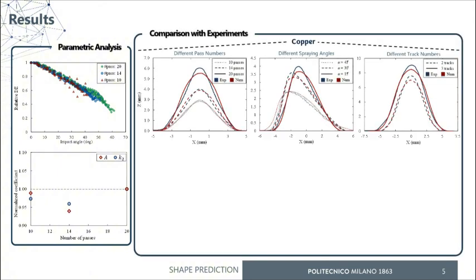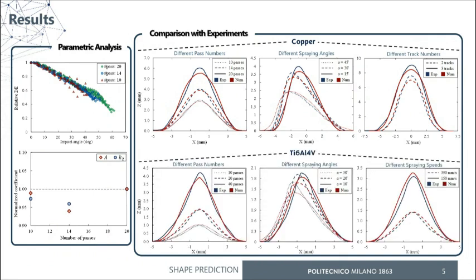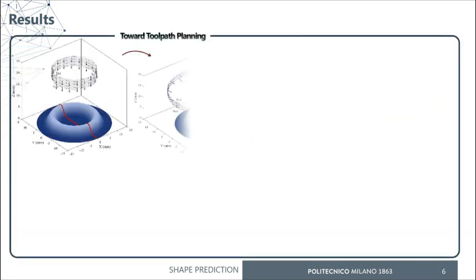Next, we used those outputs to predict the deposition shape of some experimental depositions. We did that for pure copper and also a titanium alloy, for different numbers of passes, different spraying angles, different spraying speeds, and also different track numbers. And by track, I mean two parallel spraying depositions.